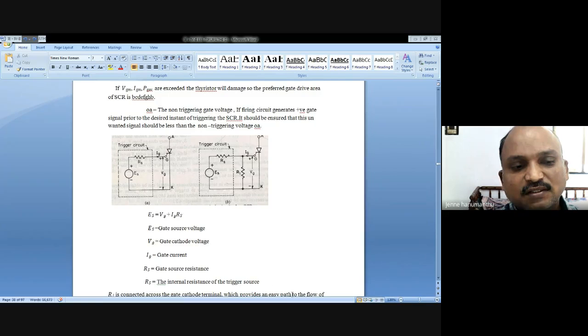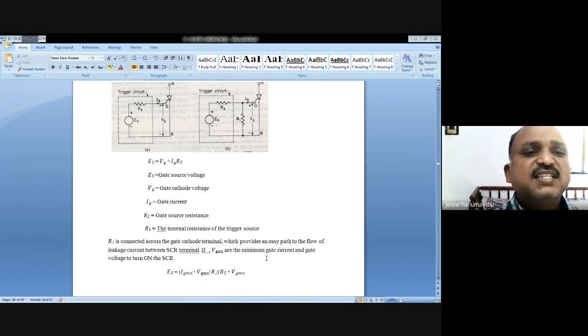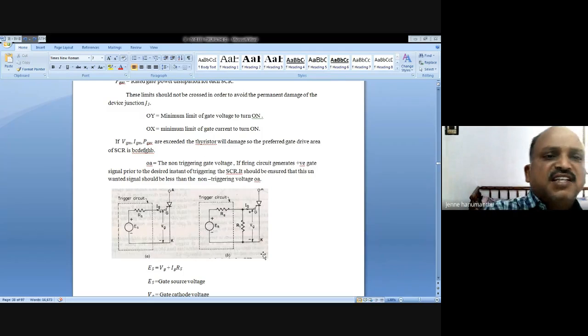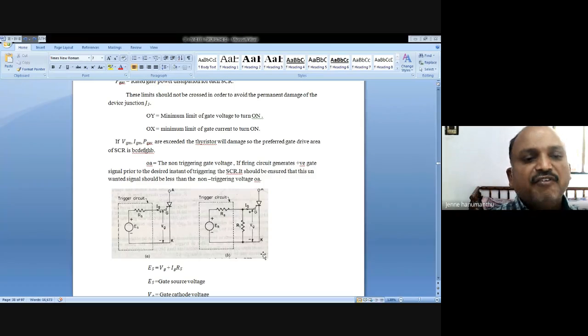So this is the way we can operate the thyristor both in series and parallel, with triggering of the thyristor, or the firing cycle.